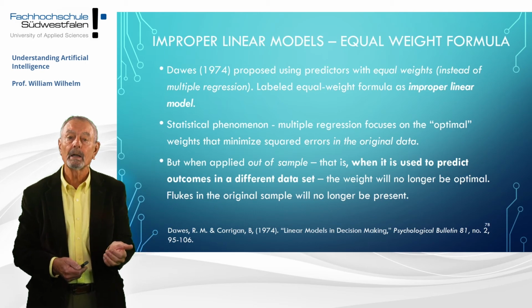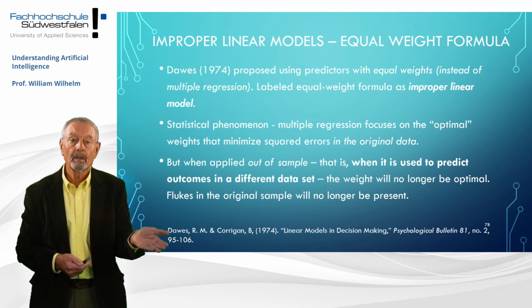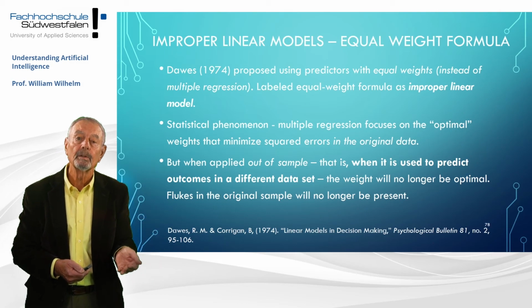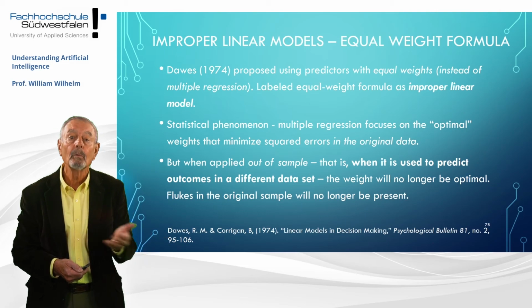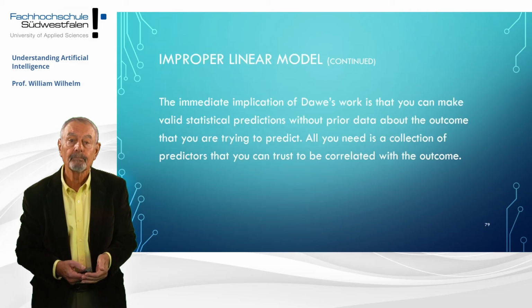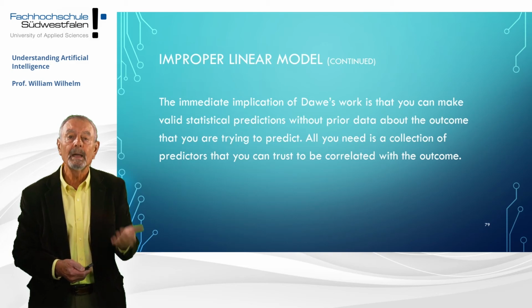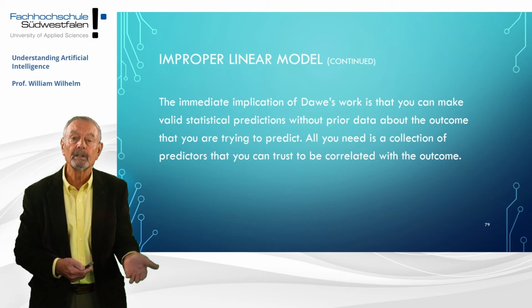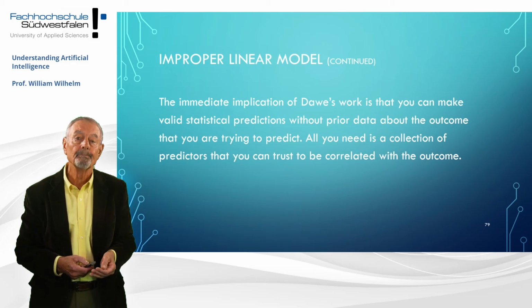The correct measure of a model's predictive accuracy is its performance in a new sample, called the cross-validated correlation. In effect, a regression model is too successful in the original sample, and a cross-validated correlation is almost always lower than it was in the original data. The immediate implication of Dawes' work is that you can make valid statistical predictions without prior data about the outcome that you are trying to predict. All you need is a collection of predictors that you can trust to be correlated with the outcome.